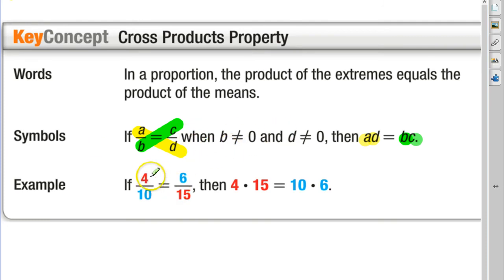And here's a little example of this. 4 over 10 equals 6 over 15. Both of those reduce to 2 over 5, actually. But if you cross multiply them, 4 times 15 is 60. 6 times 10 is also 60. Those two are equal. And that's actually how you prove that two ratios are equal. You do the cross product and see they get the same thing.